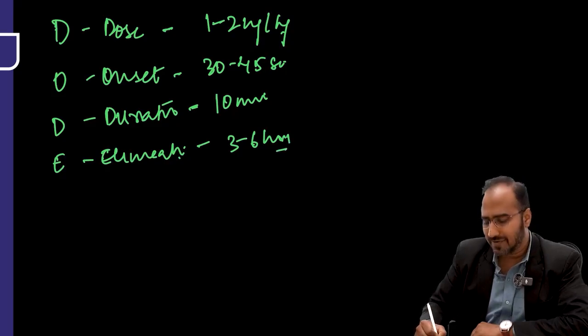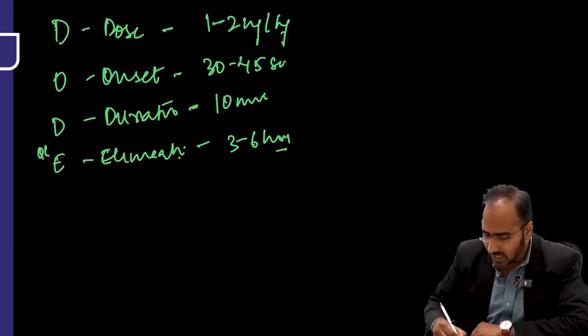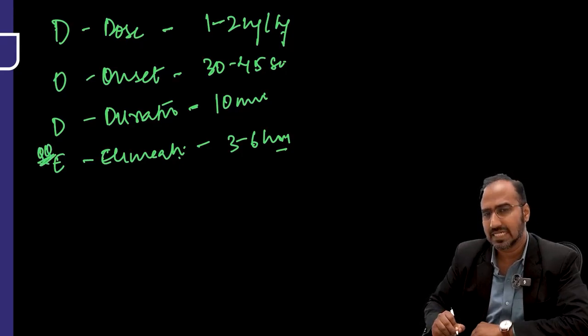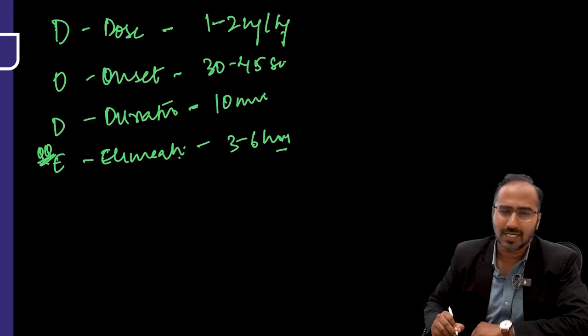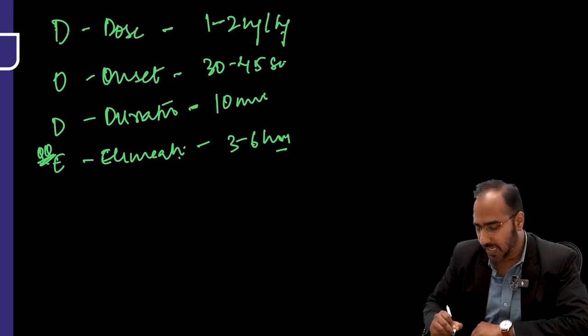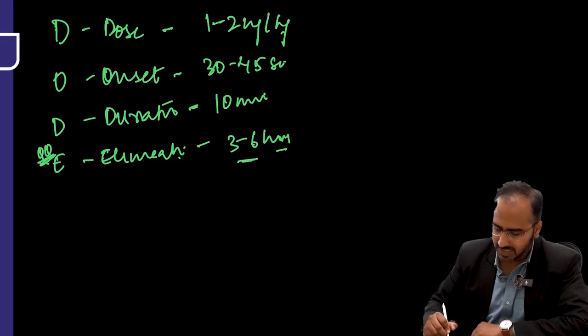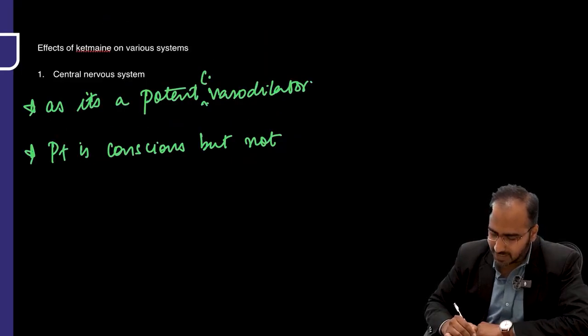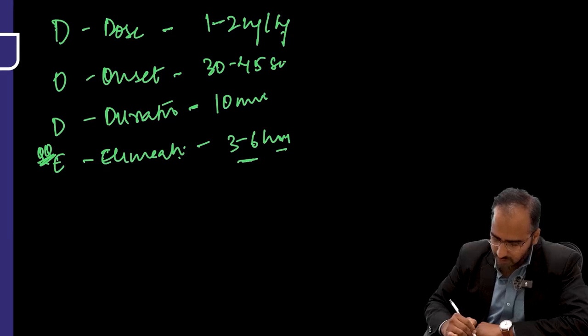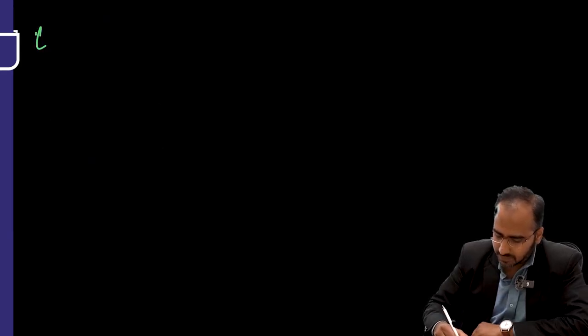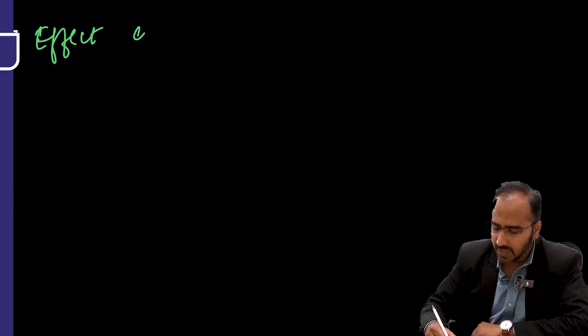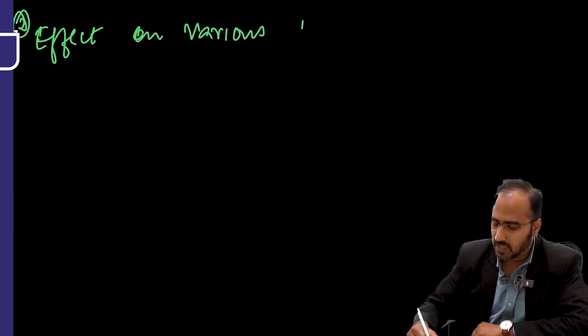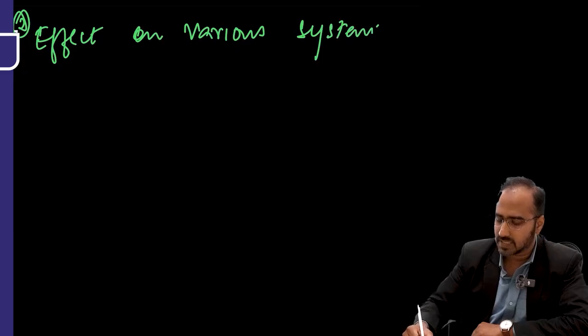The drug that has the shortest elimination T half is propofol. Elimination T half is very, very important for all the drugs. Thiopentone 10.4 hours, propofol 2 hours, and ketamine 3 to 6 hours. Now guys, coming to the next point of ketamine, that is the effect of ketamine on various systems.